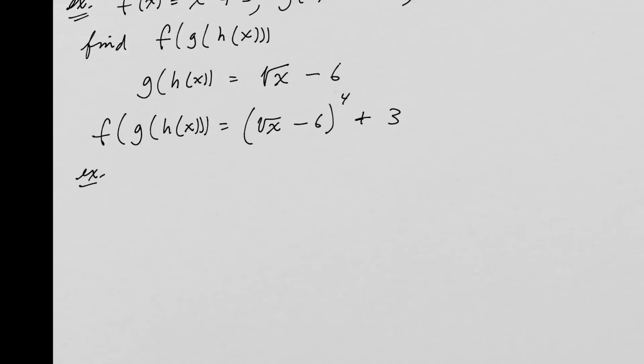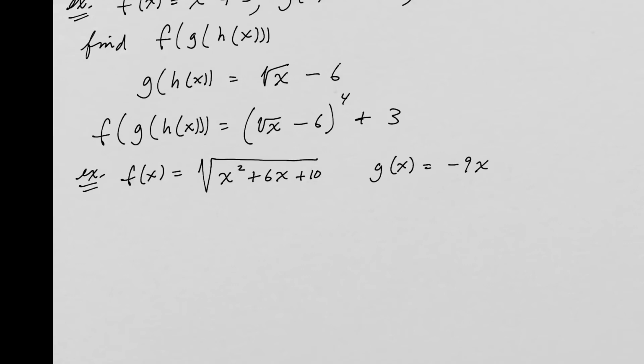Okay, another example. Let's say I have f of x is equal to the square root of x squared plus 6x plus 10. And let's say I have g of x is equal to negative 9x minus 2. Okay, and I want to find f composed with g of x, which remember just means it's f of g of x.